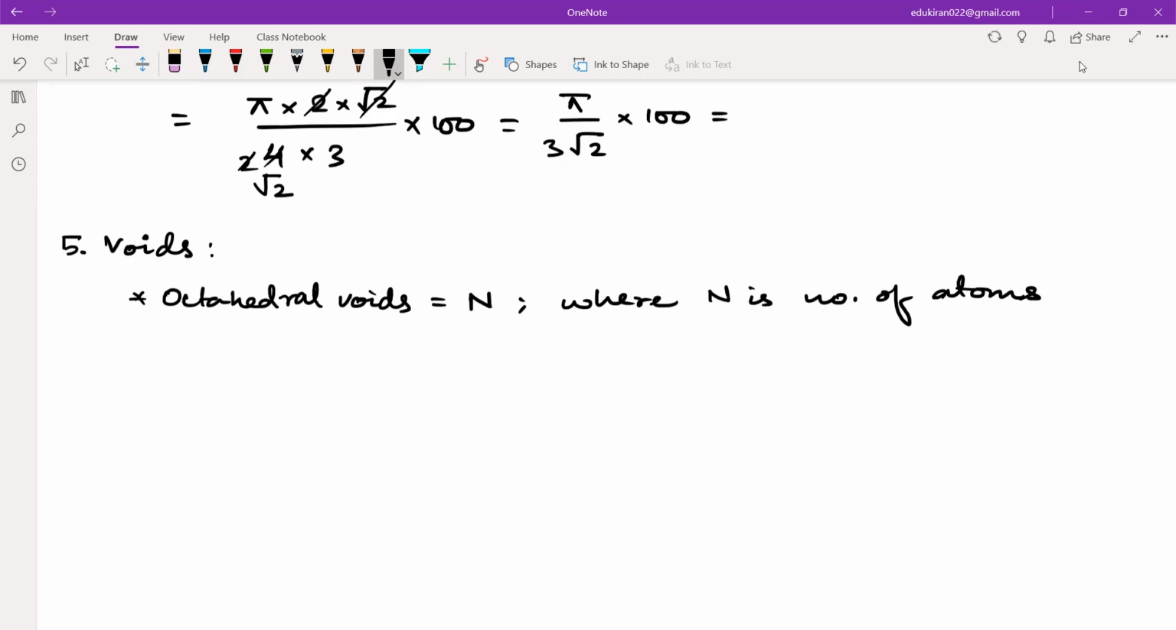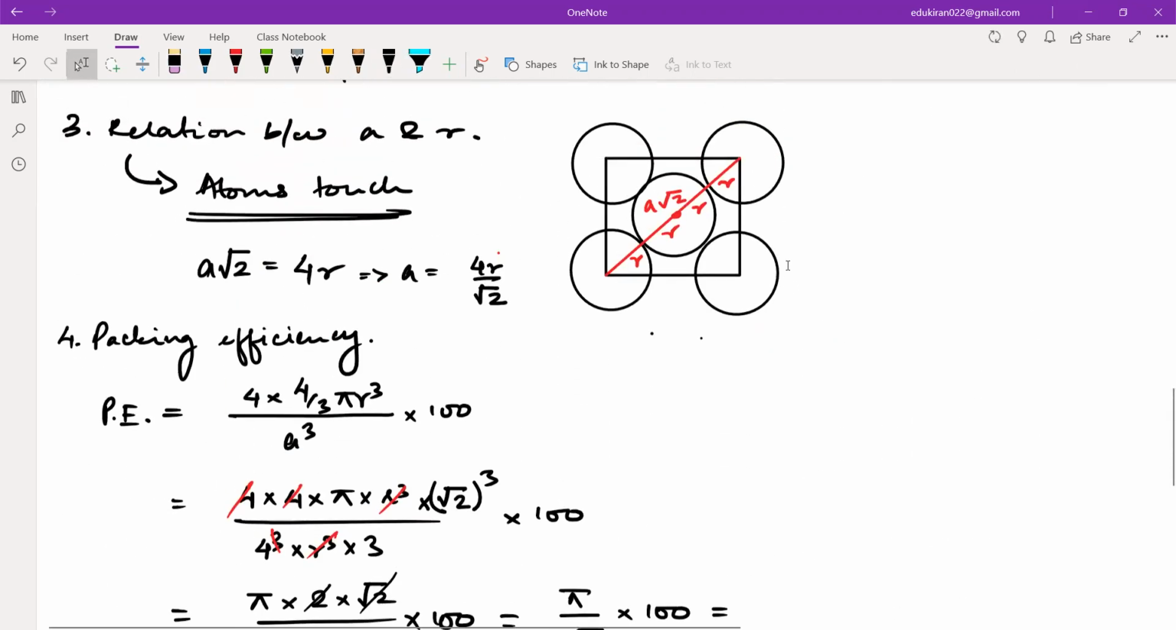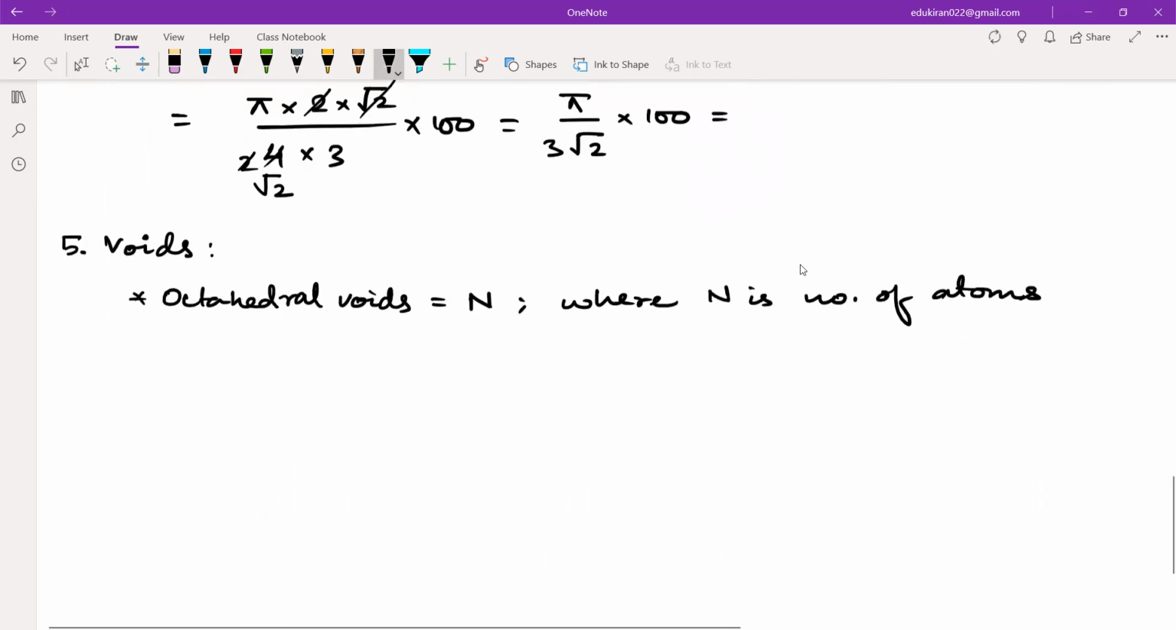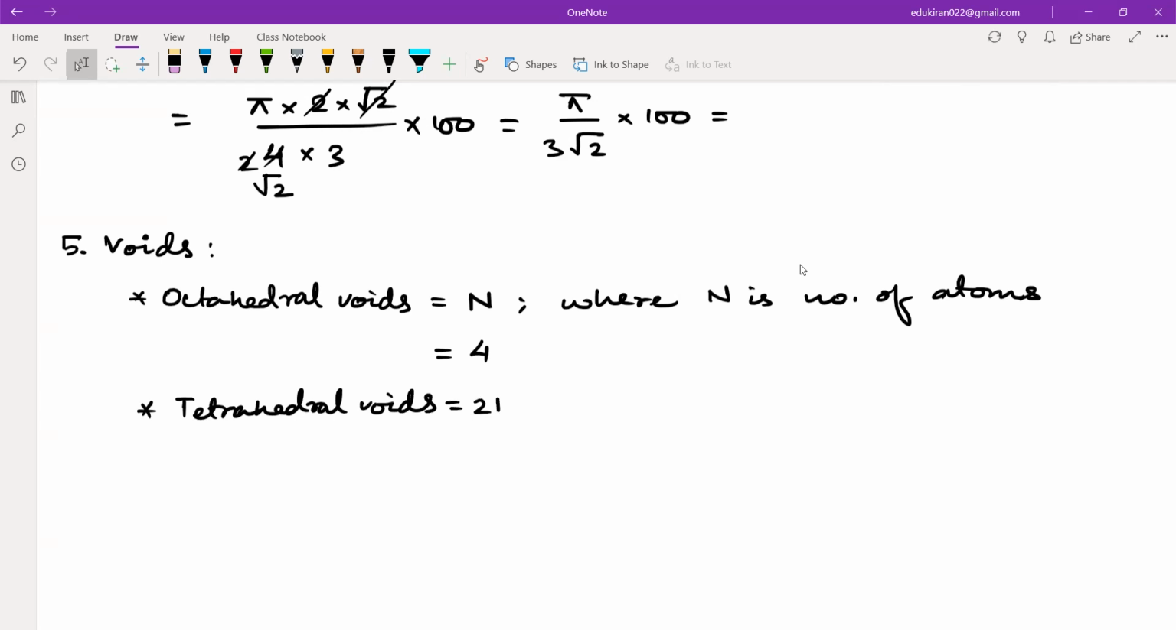Now, since we are talking about the unit cell FCC, in FCC the number of atoms is equal to 4, and hence the number of octahedral voids will also be equal to 4. And tetrahedral voids is equal to 2n, and hence it will be equal to 2 into 4, that is, there will be 8 tetrahedral voids. Okay.